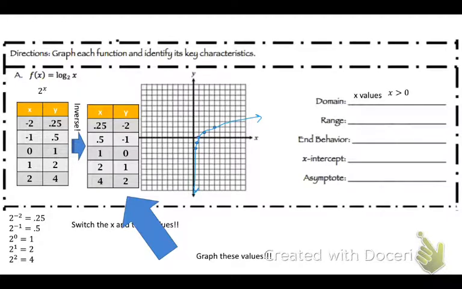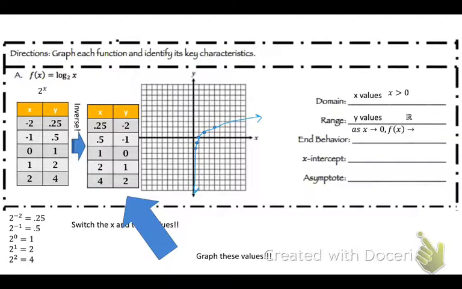Okay, so my domain is the x values. X is greater than 0 because it never goes less than 0. It never crosses over that axis. Range is the y values. That's all real numbers.